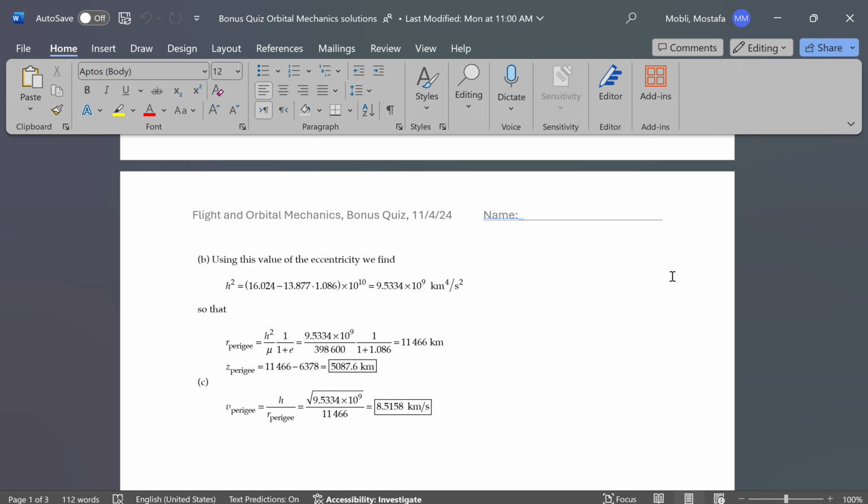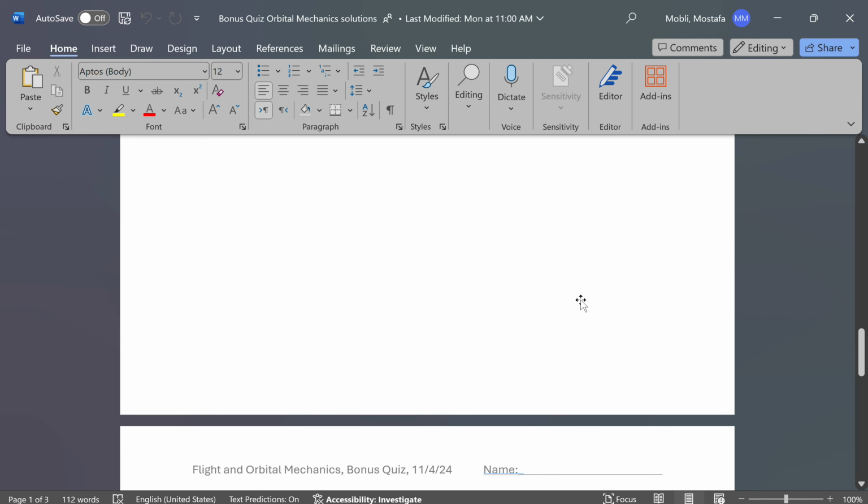Okay. And how do we calculate the velocity of perigee? That would just be the azimuthal velocity. Velocity of perigee is only the azimuthal velocity, or tangential or normal, whatever you want to call it. Your book calls it azimuthal velocity, just h over r, which is equal to h over r of p. And the final value I have for this is 8.51 kilometers per second.